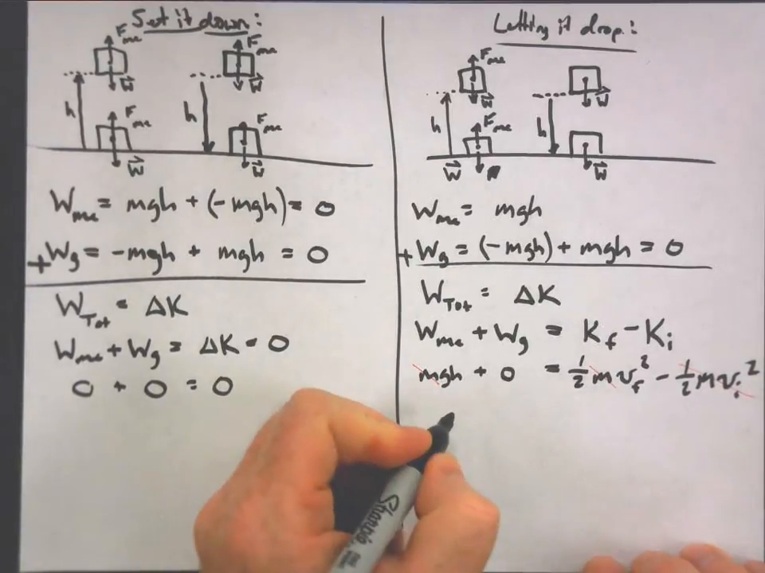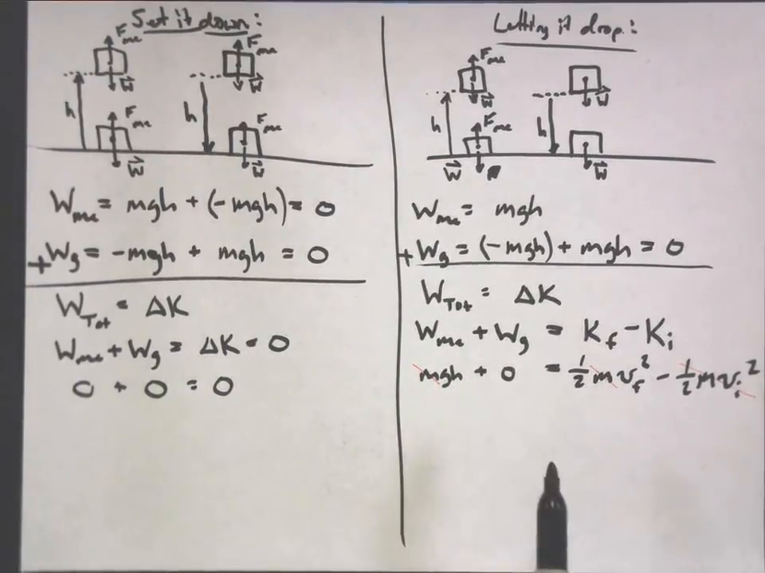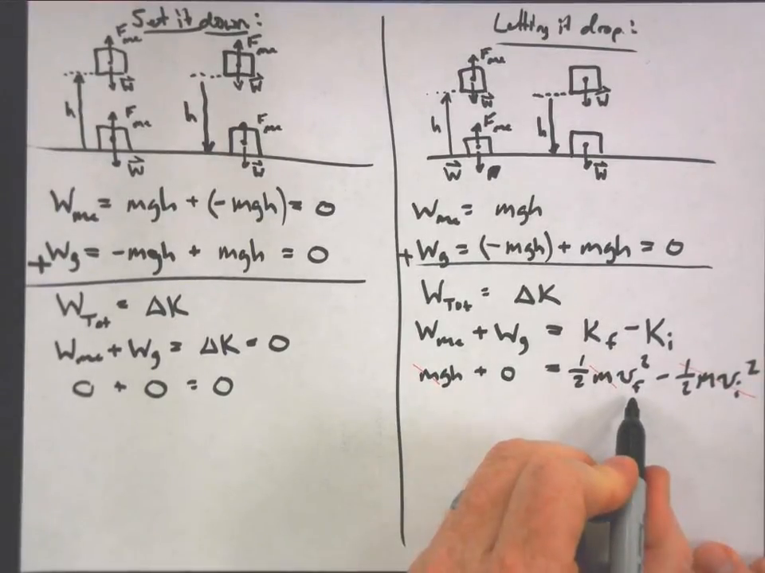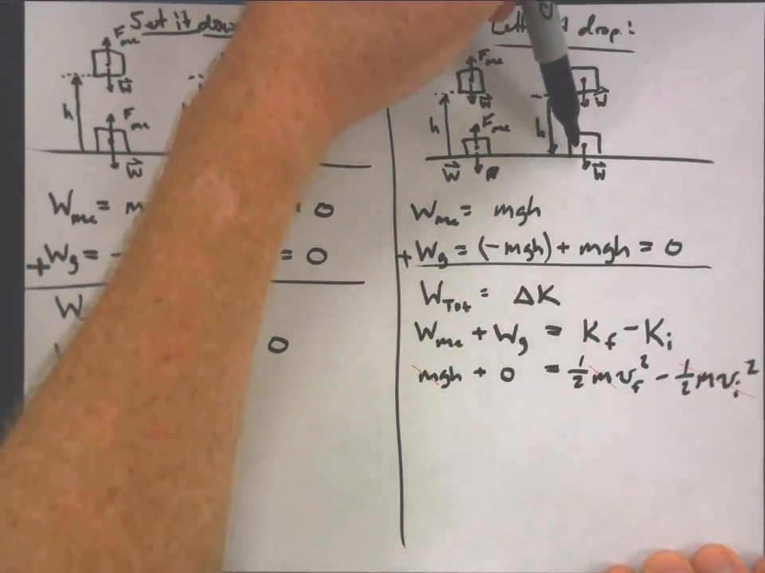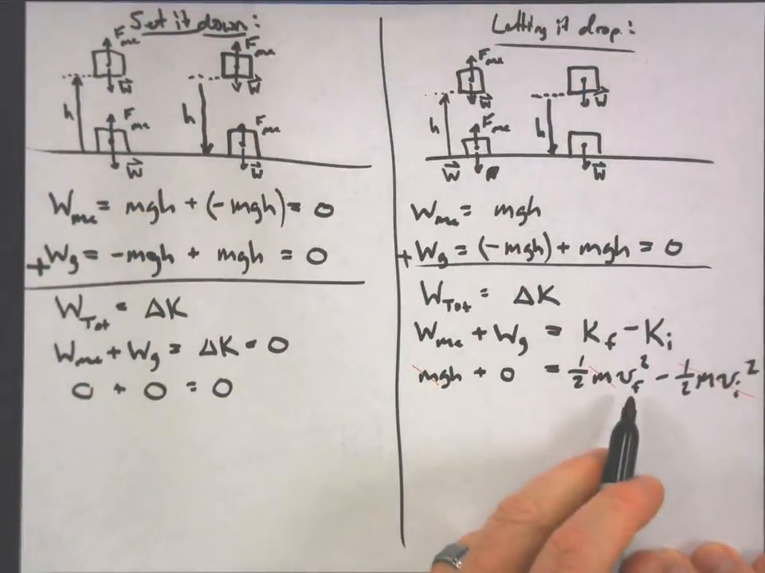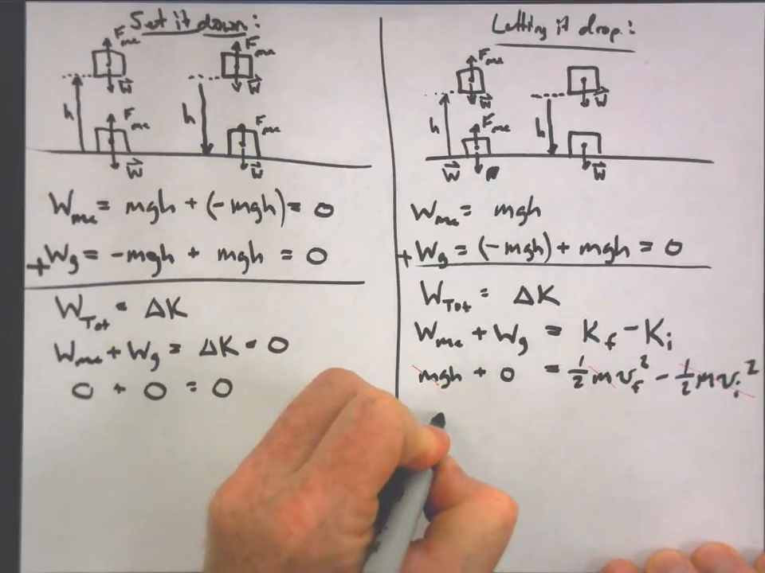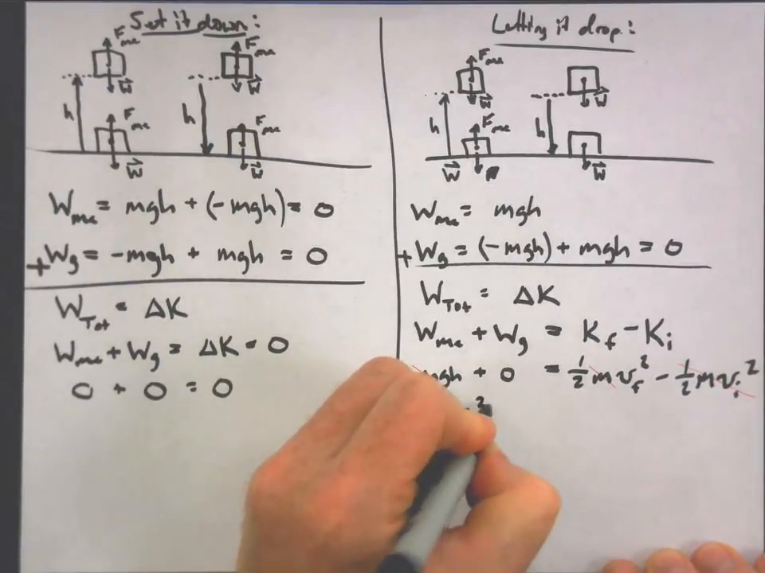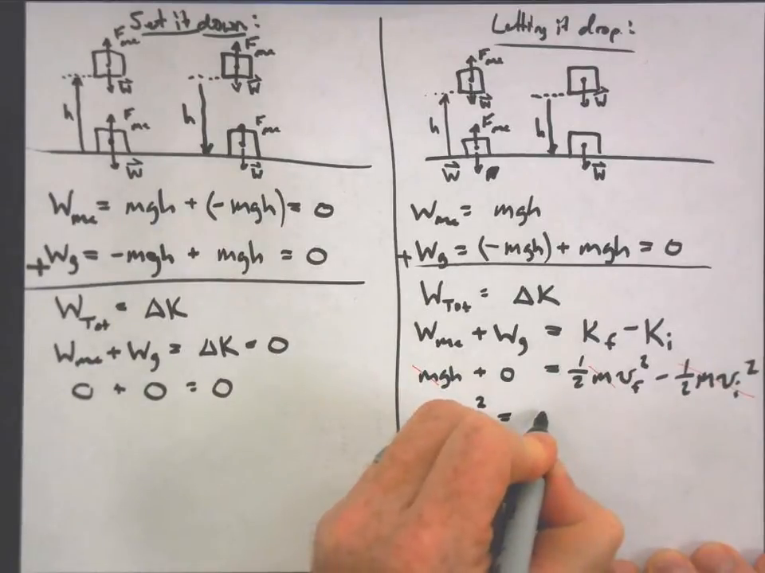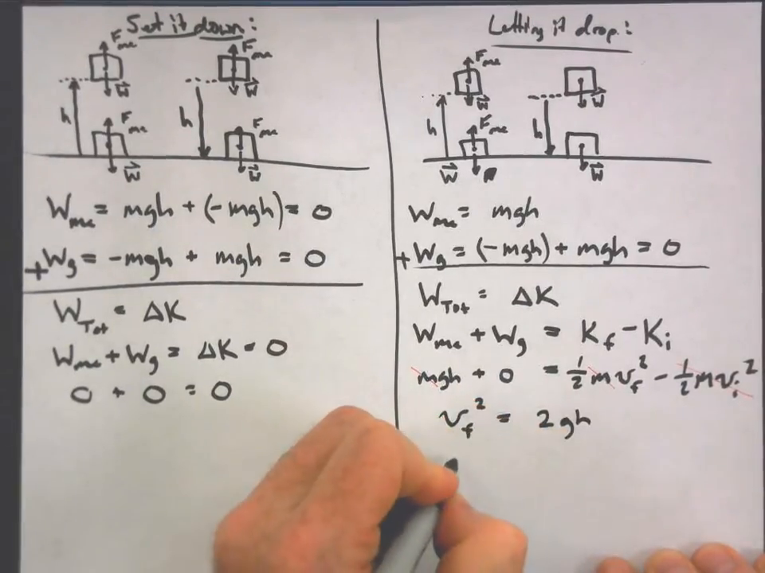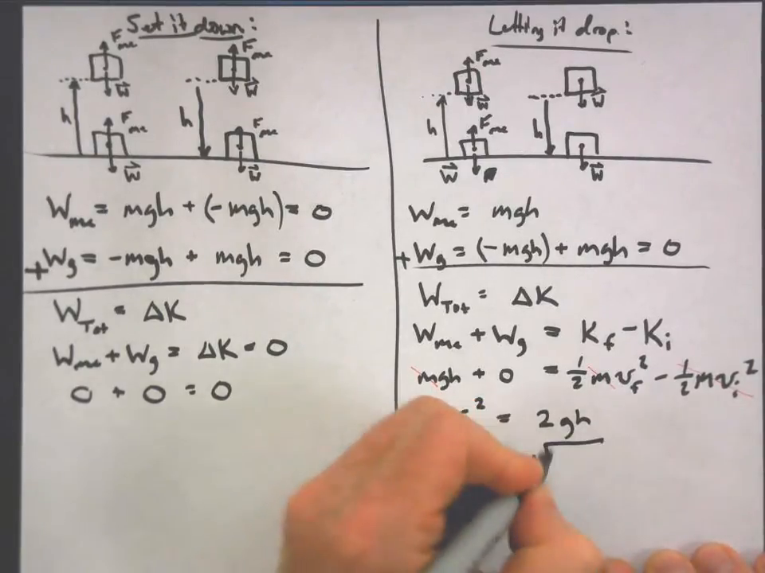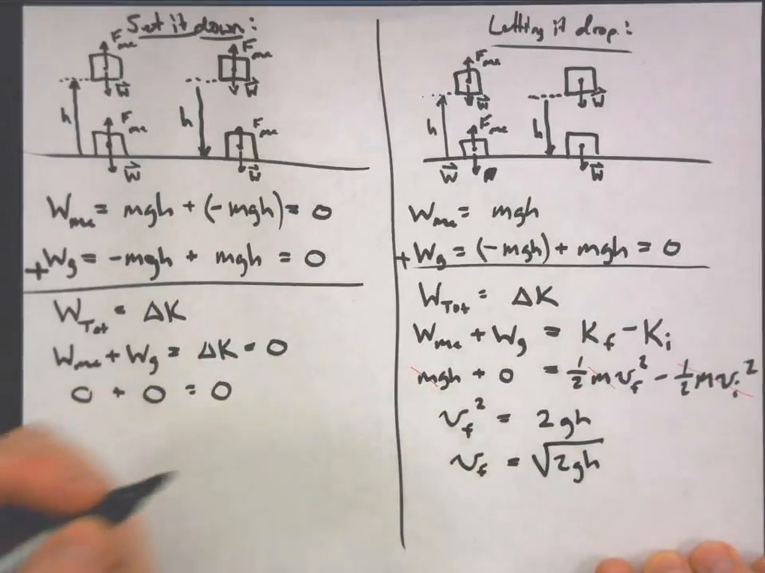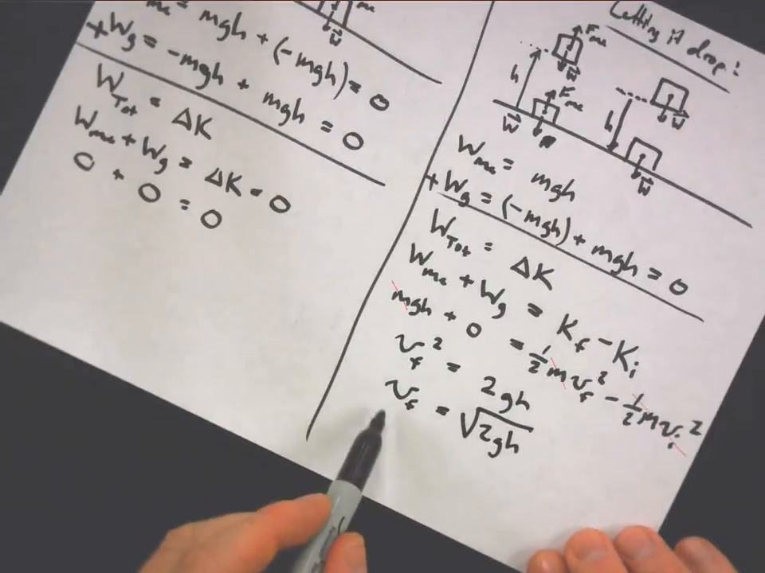And so what this allows me to do is rearrange and solve this for anything, but typically you're going to be looking for that final velocity. Right before it hits the ground, boom, it's got that final velocity from the final kinetic energy. If we rearrange for final velocity, we basically get 2gh in the middle, and then square root everything: v equals the square root of 2gh.